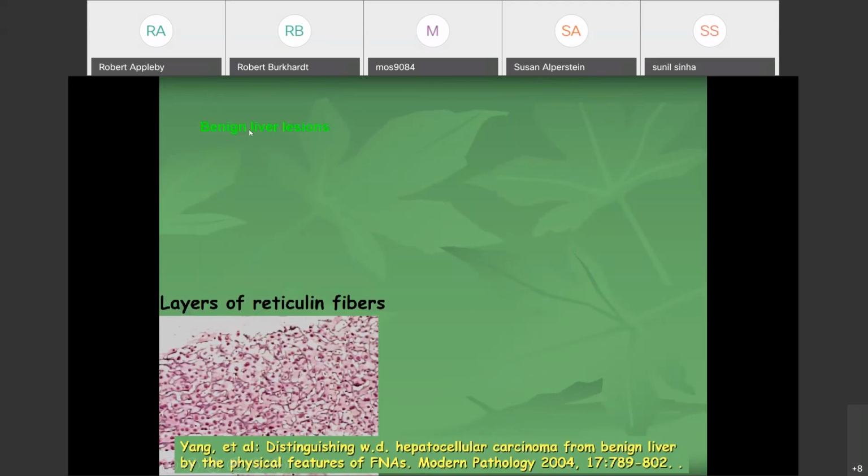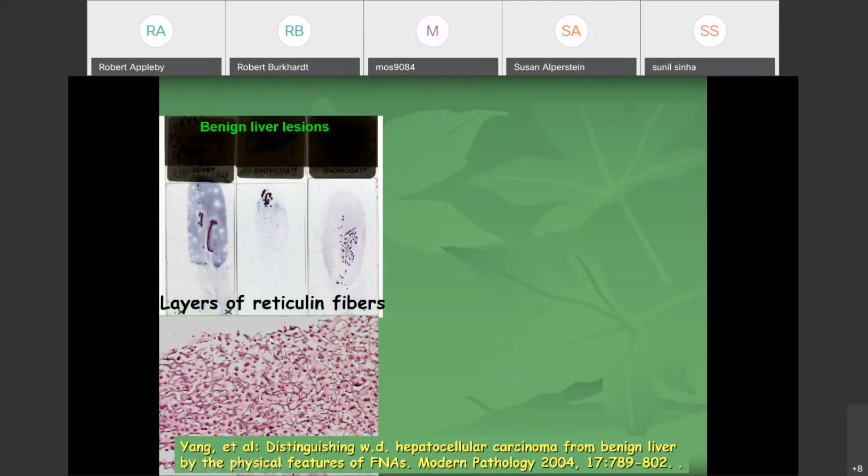You see, benign liver lesions, they're very organized. They have layers of reticular fiber. So when I try to make a good smear, I just couldn't break it. If you use very hard, try to break it, they're very rigid because they have a layer of reticular fiber to prevent it to make nice smear.